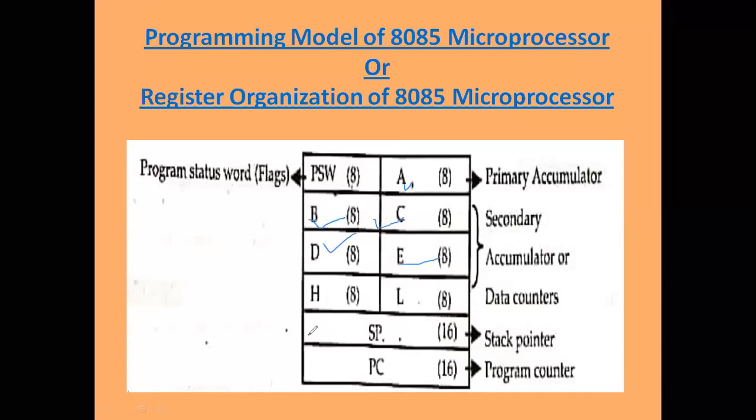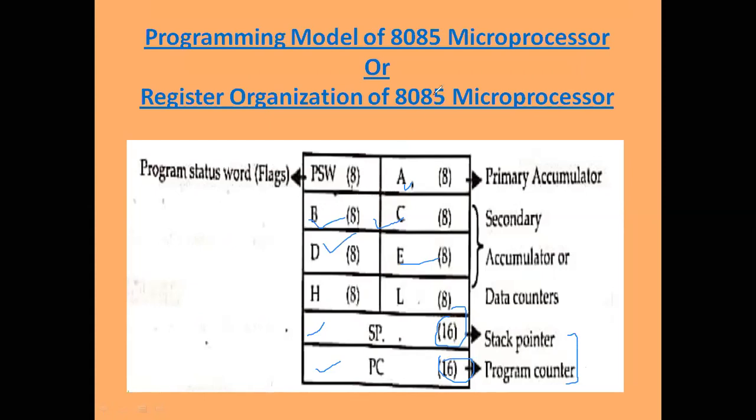The two registers, SP and program counter, are 16-bit registers. Why are they 16-bit? Because they always hold an address. As you know, our address bus is 16-bit, so our address is 16-bit. So the stack pointer and program counter are registers which always hold an address. That's why they are 16-bit, and the other registers are 8-bit.